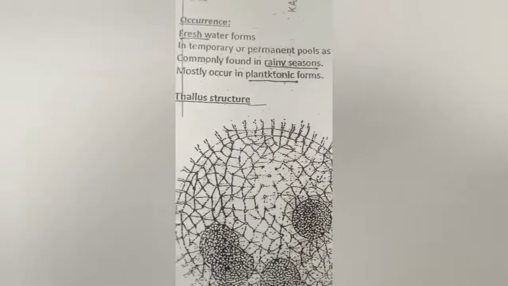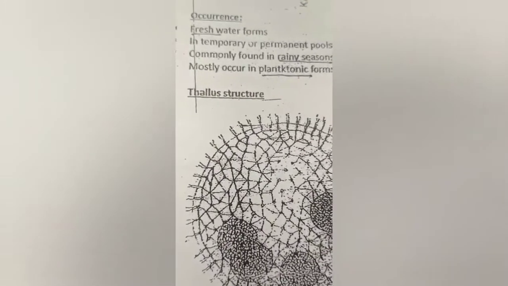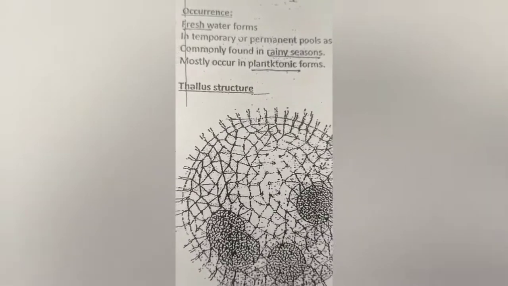Occurrence of Volvox: freshwater forms in temporary and permanent pools, as spherical and oval shapes, commonly found in rainy seasons, mostly occurring in planktonic form.